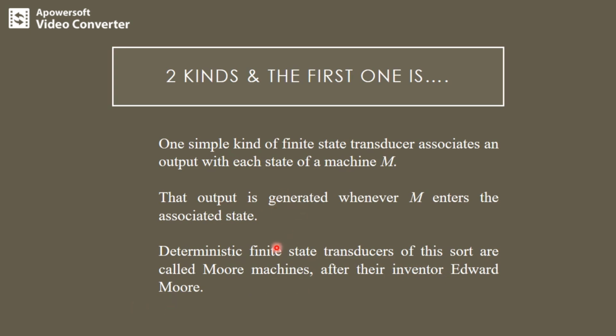So, let me explain again these sentences in brief. First of all, we have two kinds of machine. One is a Moore machine, another one is a Mealy machine, and the Moore machine is named after the inventor Edward Moore. And remember here, the output gets generated when M enters the associated state in case of a Moore machine.